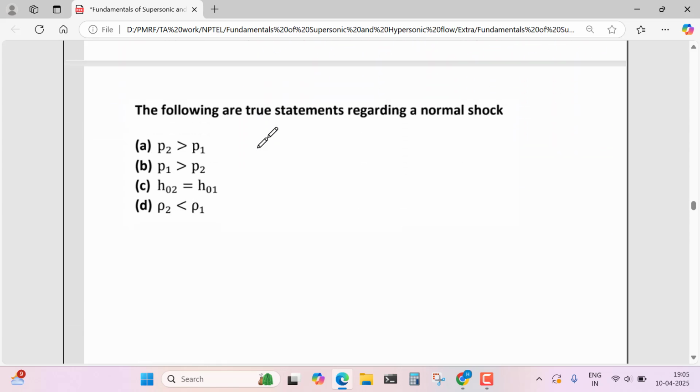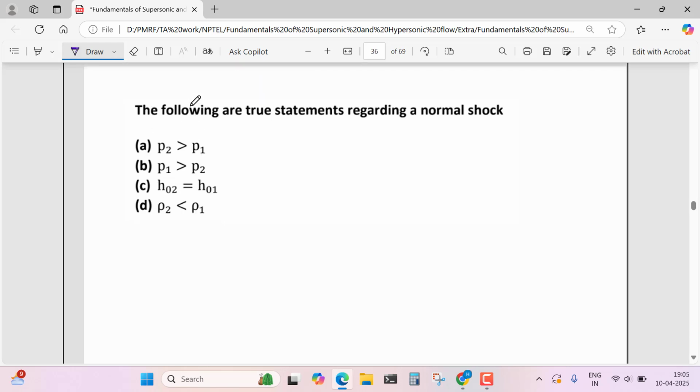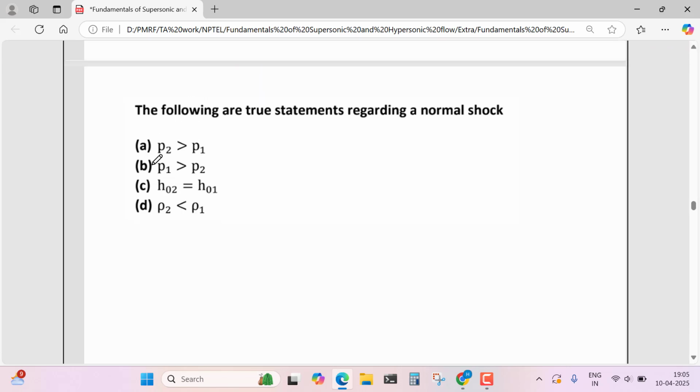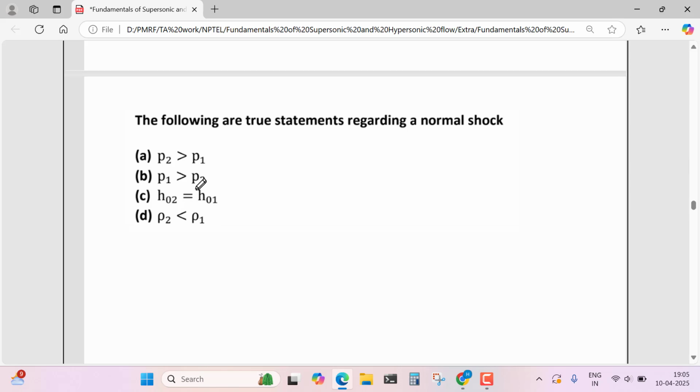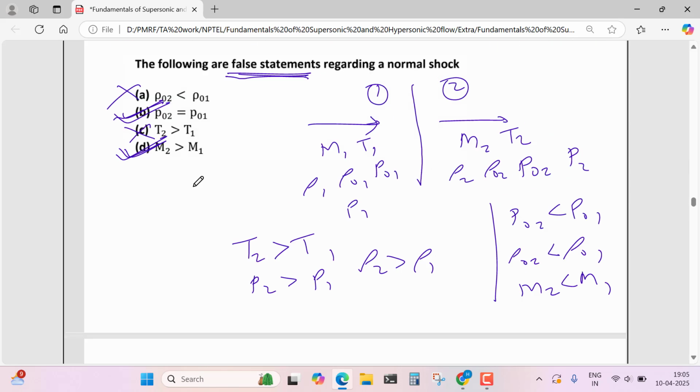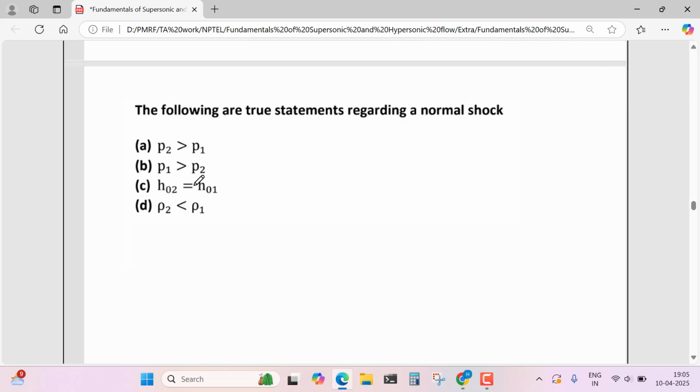Let's see the next problem. Following are the statements regarding a normal shock. It is the same as the previous question, only now we should tell the true statement. Option A, P2 is greater than P1. Option B, P1 is greater than P2. Option C, S02 equal to S01. And option D, rho 2 is less than rho 1.